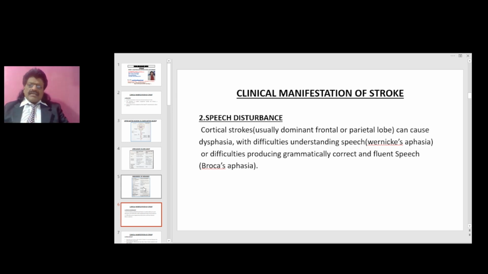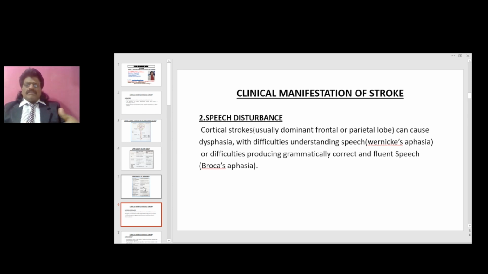We need to understand dominant cortex. What is dominant cortex? The cortex which has got the language area is known as dominant cortex. For most of the right-handers, it is the left side which is dominant. That means the speech centers are situated on the left. For left-handers, in more than 60% it is still on the left, but some may have it on the right.